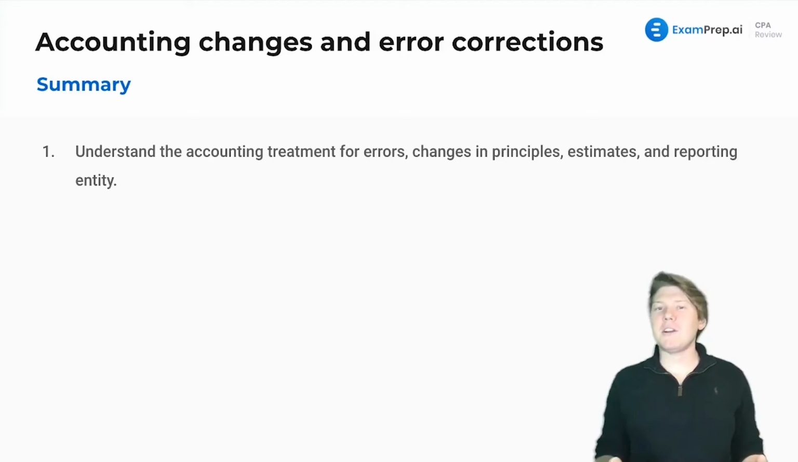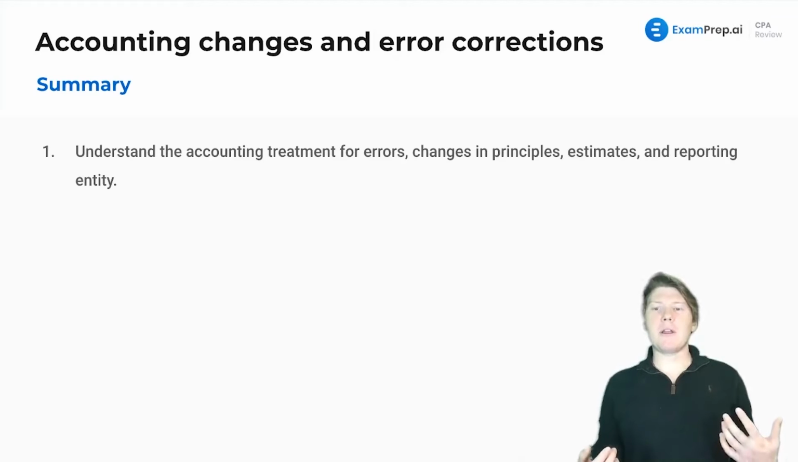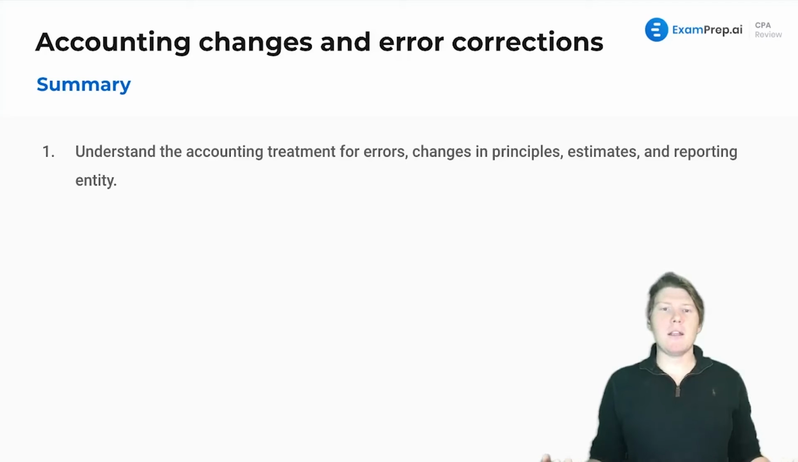And a lot of the questions here, they'll pop up in other sections. So for example, a change in depreciation method, well, you'll see that in depreciation. A change in accounting principles, you might see that in notes of the financial statements or in inventory. Change in estimate, you'll see that in our contingencies and commitments section. Reporting entity, you'll see that in consolidations.